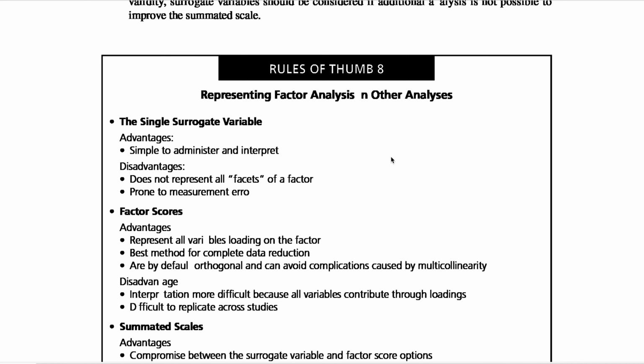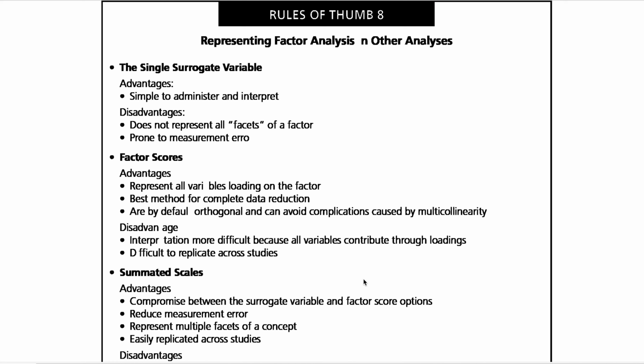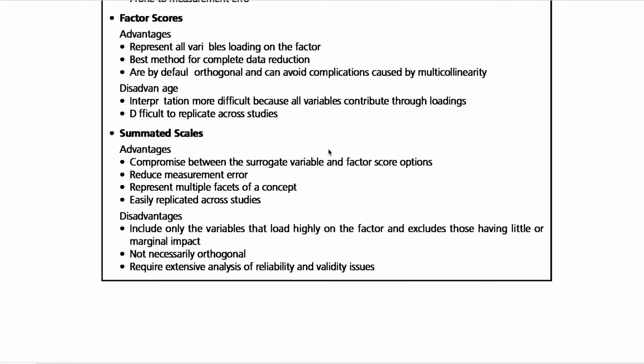Factor scores are by default orthogonal and can avoid the complications caused by multicollinearity. And what are the disadvantages of the factor score? The interpretation is more difficult because all the variables contribute through their loadings, and it is difficult to replicate across studies. Let's talk about the summated scale. Its advantages, in comparison between the surrogate variable and the factor score options, are that it reduces measurement error, represents multiple facets of the concept, and is easily replicated across studies.